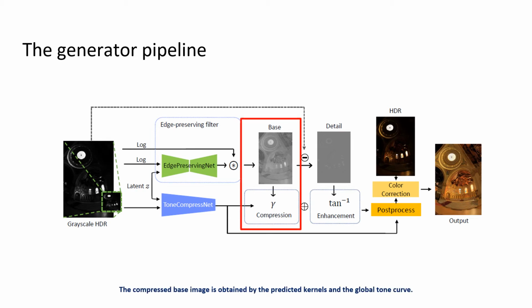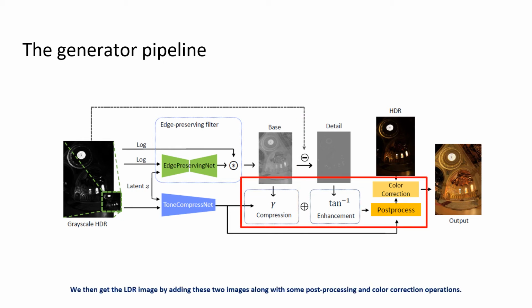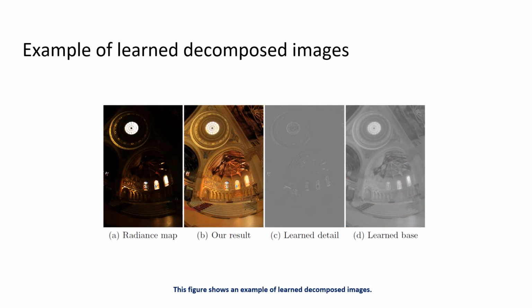The compressed base image is obtained by the predicted kernels and the global tone curve. The enhanced detail image is acquired by performing a subtraction and an enhancement operation. We then get the LDR image by adding these two images along with some post-processing and color correction operations. This figure shows an example of learned decomposed images.